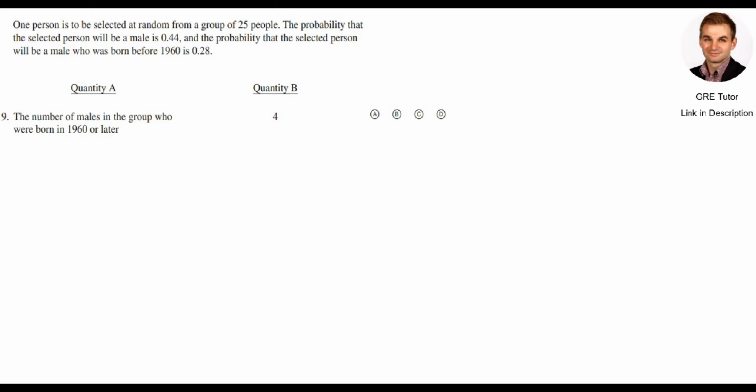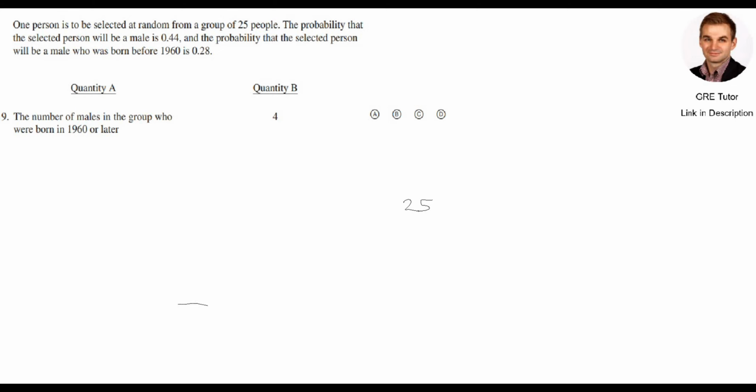Okay, great. So let's look at the problem. It says one person is to be selected at random from a group of 25 people. So we know that there are going to be 25 people as the total number of people in this group. Okay, 25 people total. Alright, the probability that the selected person will be male is 0.44. Okay, so that's the same thing as 44%.